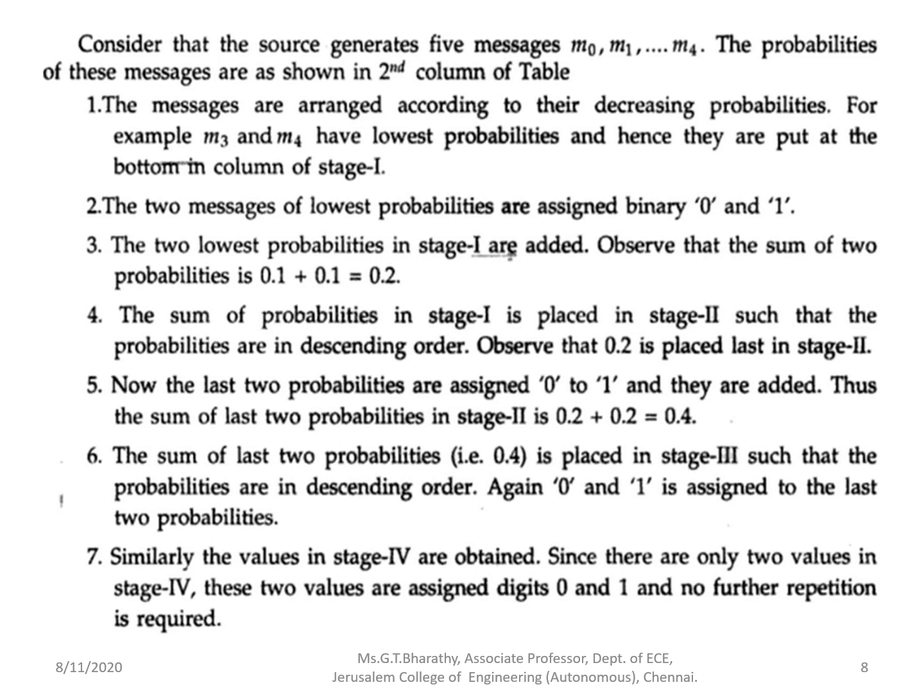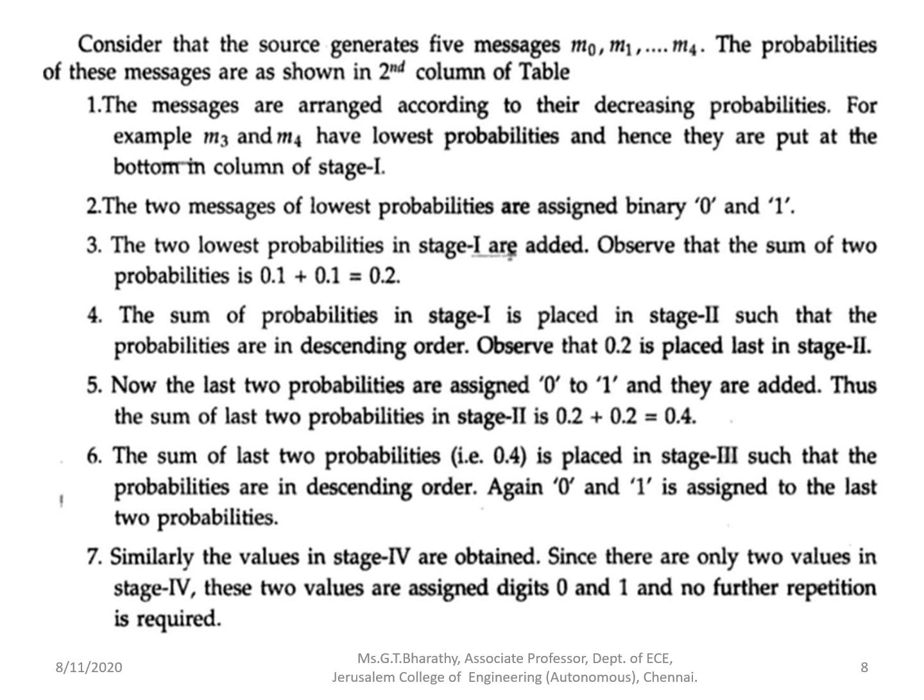So let us see the steps for performing the Huffman coding. Consider that the source generates 5 messages represented by M0, M1, up to M4. The probabilities of these messages are shown in the second column. First step is the messages have to be arranged according to their decreasing probabilities. For example, M3 and M4 have the lowest probabilities, and hence they are put at the bottom in column 1, which is stage 1.